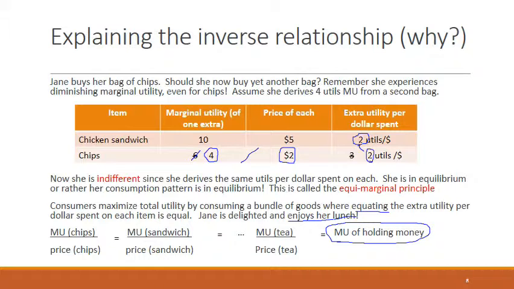So the equimarginal principle states that the marginal utility per dollar spent on each product should be equal, and that in turn should equal the marginal utility of holding money as judged by this particular consumer, Jane. Okay?